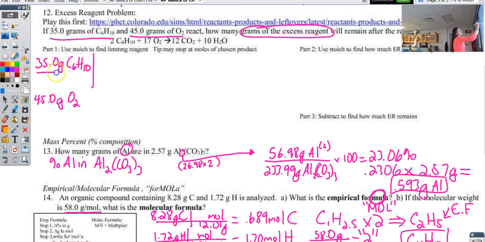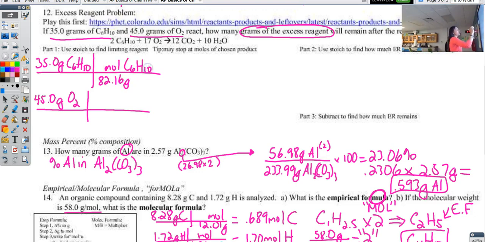So I'm going to throw in a bridge. I'm going to do this the same way I would any limiting reagent problem. Change my grams to moles. So I've got 12.01 times 6 plus 1.008 times 10. So it ends up giving me a total of 82.16 grams per mole of the C6H10.